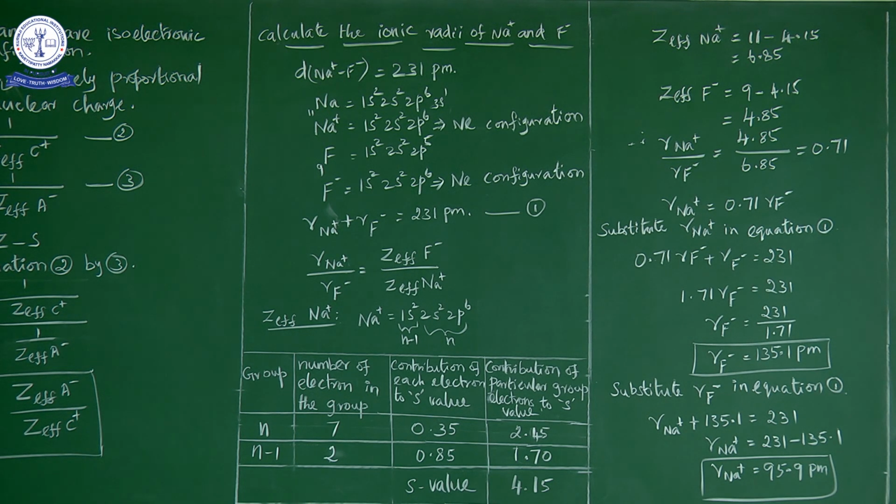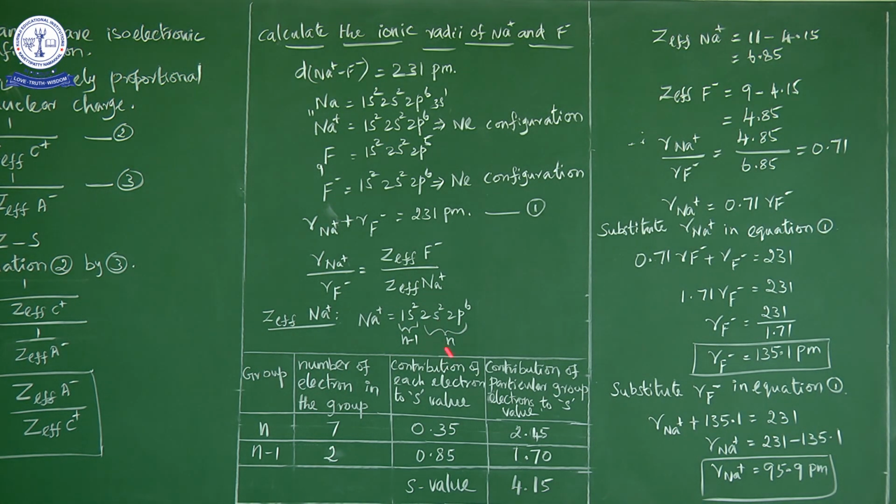But there, when we looked at it, they specifically gave us the question: calculate the effective nuclear charge on the 3d electron and the 4s electron. Here it is not given for Na plus. So we assume the last electron, and we have to calculate its effective nuclear charge. The last shell in the sodium plus ion is the second main energy level. So the second main energy level is assumed to be n.